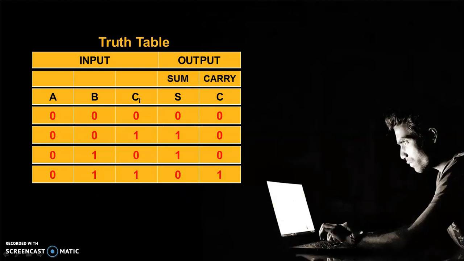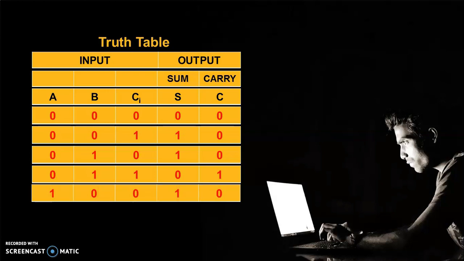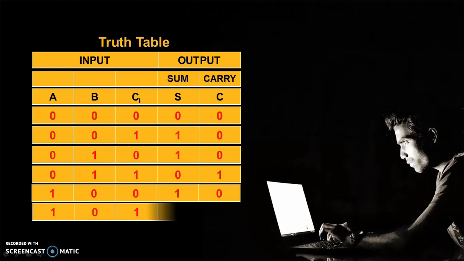Now the next condition is 1 0. First we consider with 0 previous carry. So sum is 1 and carry is 0. But now the same condition with previous carry as 1. So 1 plus 0 plus 1. So sum is 0 and carry is 1.